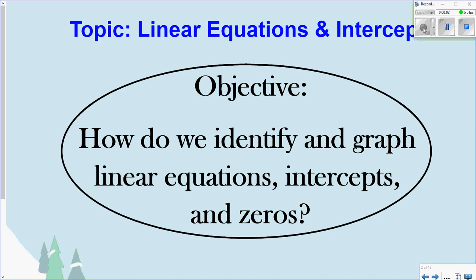Hi, welcome to our new unit, Unit 3, and Unit 3 will be dealing with linear functions. So for our first lesson, we're going to be dealing with linear equations and intercepts. Basically everything you've done with linear equations in the past unit, we're bringing into this, but adding a few more things to it. So the objective today is how do we identify and graph linear equations, intercepts, and zeros.